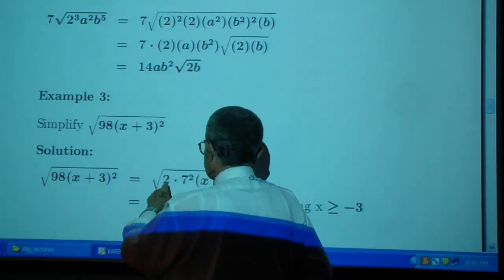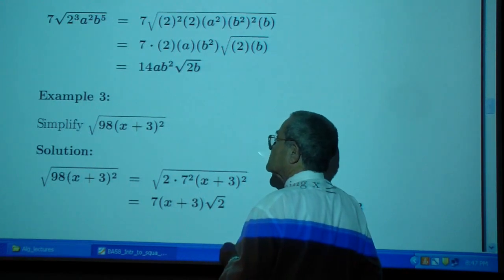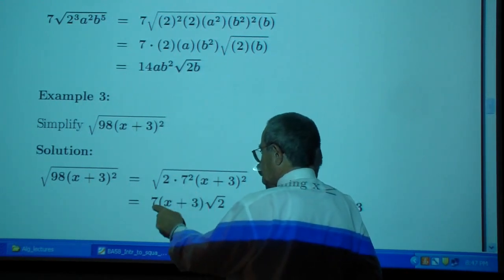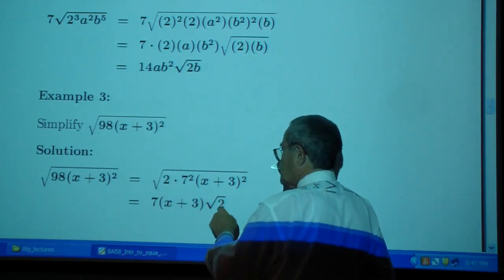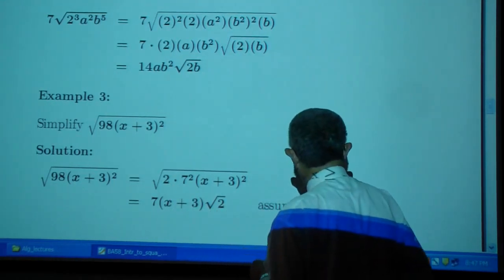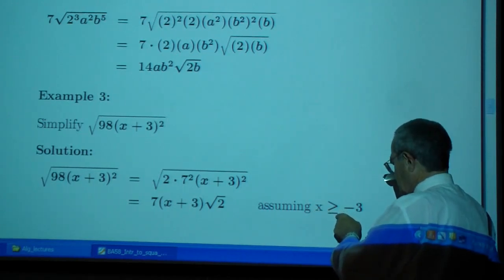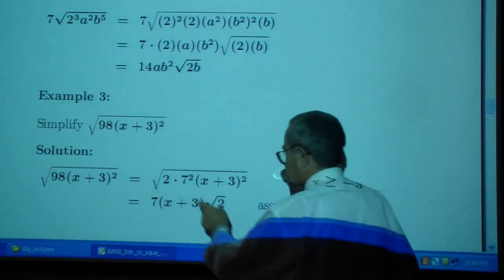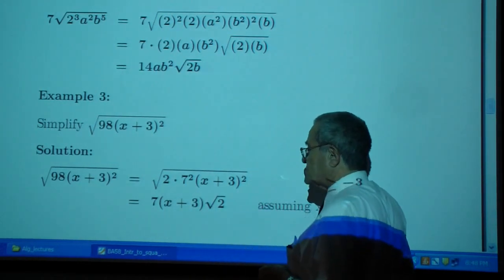The 98 is 2 times 49, 2 times 7 times 7. So the 7 comes out, the x plus 3 comes out, and the 2 remains under the square root sign. Again, I'm assuming that this x is greater than or at least equal to negative 3, so that this is not a negative number. Otherwise, just put absolute values here.